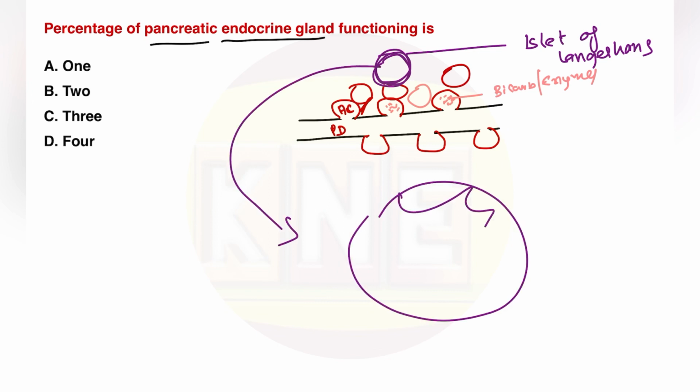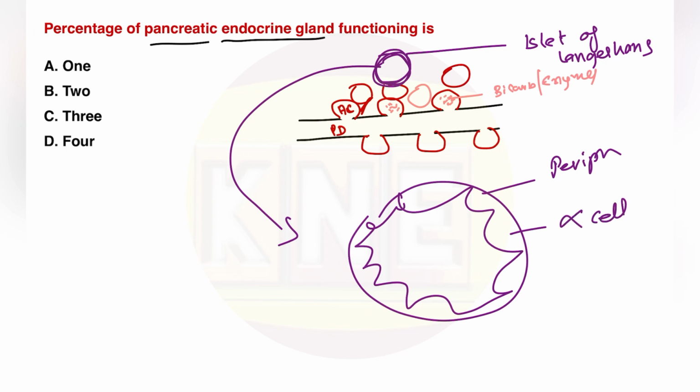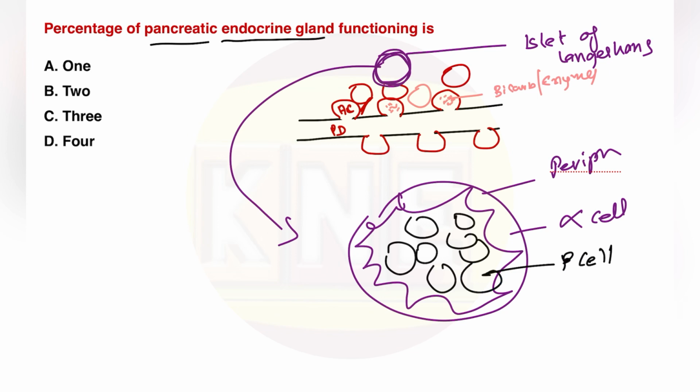In this islet of Langerhans, the outer part we will call the periphery. In the periphery we will get the alpha cells, and in the inner, the central part, we will get the beta cells, and some delta cells we will also get.